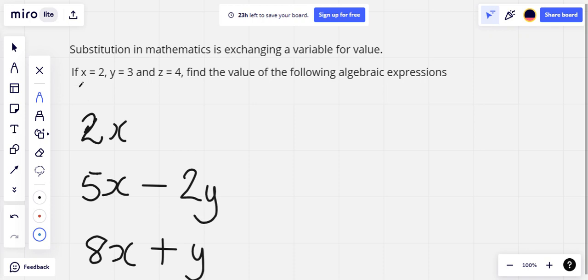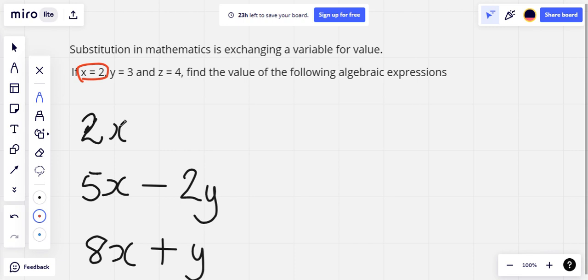So let's look at the instruction. It says here if x is equal to 2, y is equal to 3, and z is equal to 4, find the value of the following algebraic expressions. Number one is 2x. Wherever we see x, we need to exchange it for 2 because the instruction says that x is equal to 2.